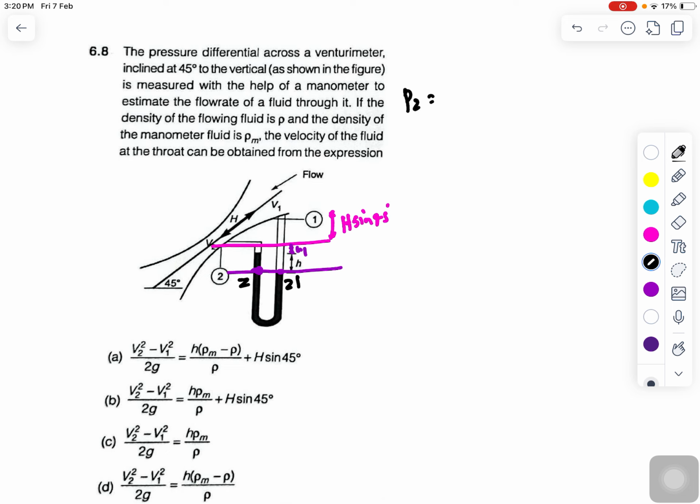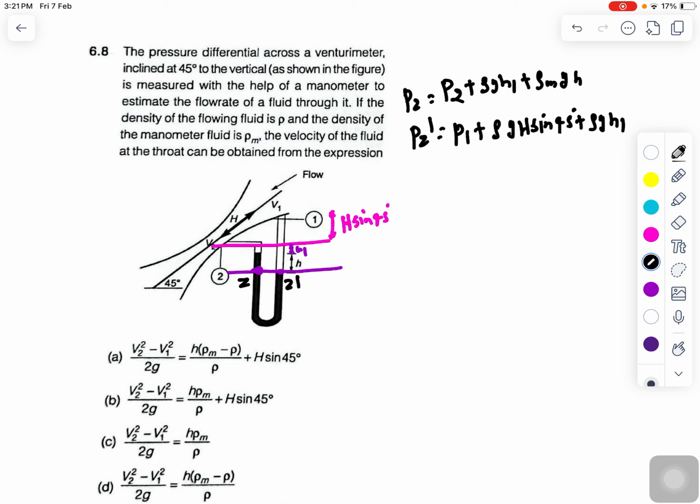P2 plus rho z h1 plus rho m z h. And what is Pz dash? That is equal to P1 plus rho z h sine 45 degree plus rho z h1 plus rho z h. Is that clear? So pressure at this point will be the same. So what I can say, Pz will be equal to Pz dash.